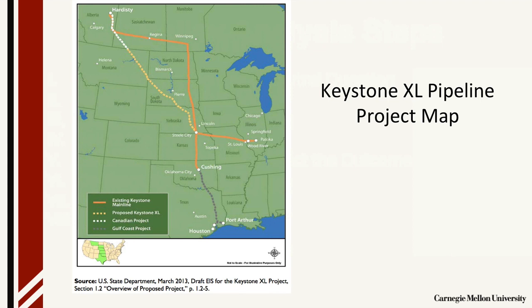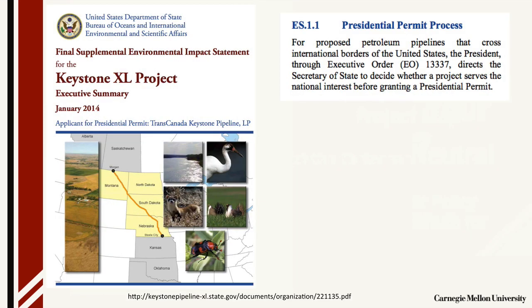This pipeline would begin in Canada and join existing pipelines to bring oil from Canada to the Gulf of Mexico. The concern about the Keystone XL Pipeline addressed in this report from the State Department is the impact it might have on the environment. Because the pipeline crosses international borders, the decision as to whether or not the pipeline can be constructed falls on the President, who delegated that authority to the Secretary of State.